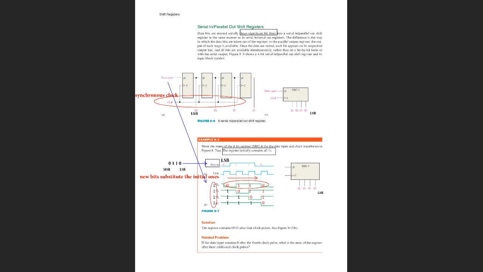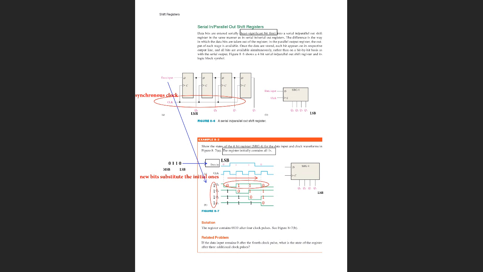We may have, as you remember, a serial in, parallel out shift register, and this is an example in figure 8.6. This is a synchronous clock, so a synchronous system, where all clocks act synchronously. Let's have an example. We enter 0110. New bits substitute the initial ones.